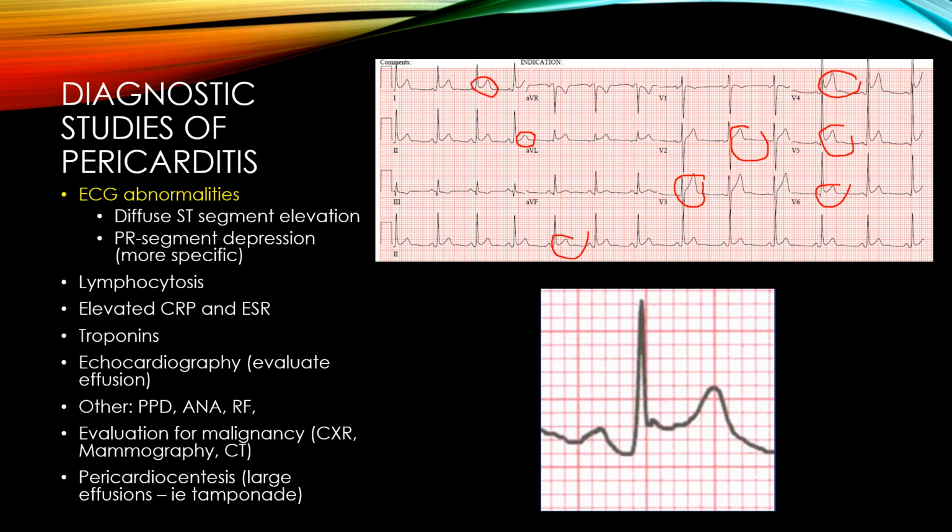One of the important things to note about that, and this separates it from an MI ST elevation, is that in an MI, you usually have it associated with a particular coronary distribution, like 2, 3 and AVF, or V1 through V4, or V5, V6, 1 and AVL. Whereas here it would be in all the leads. And that's very uncommon for an MI. And again, this is probably caused because the inflammation of the pericardium is irritating the myocardial surface and causing damage to the myocytes.